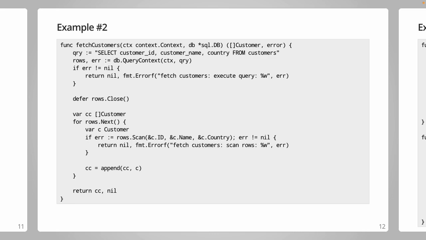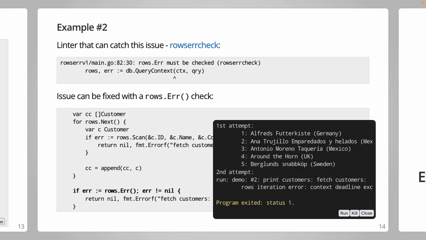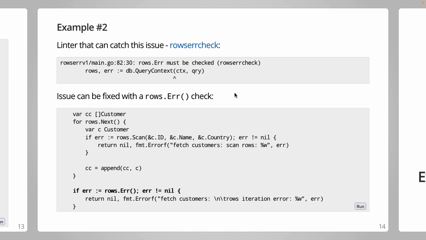Right, so the problem is we are missing one error check. So, okay, all the demos are already live. So over here we have a linter called rowserrcheck, and if we were to run that linter, it would say that rows.Err must be checked. And the change required is just this simple. After you're finished going through the rows, you need to actually check rows.Err. So in this case, obviously I cheated a bit. I'm not connecting to an actual database. I have a mock database which is used for reproducing this.